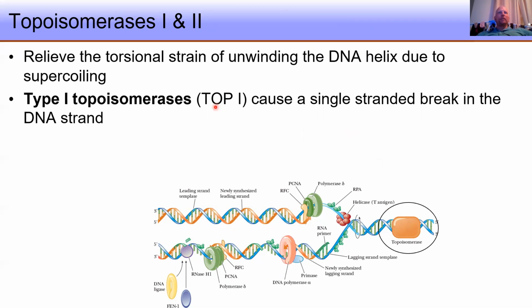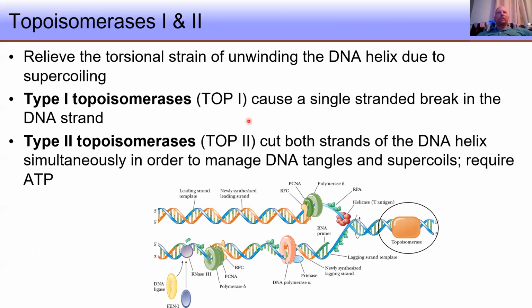And the type 1 topoisomerase is abbreviated TOP1. They cause a single-stranded break in the DNA strand, whereas the type 2 cause a double-stranded break. They cut both strands of the DNA helix to relax the supercoils, and these type 2 enzymes require ATP, whereas type 1 don't.